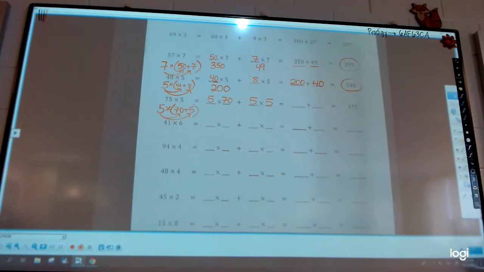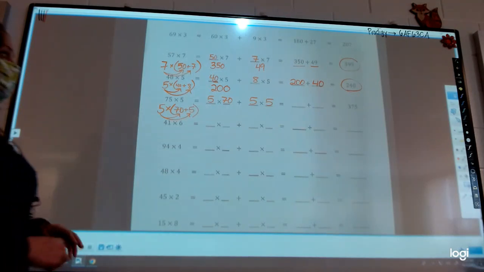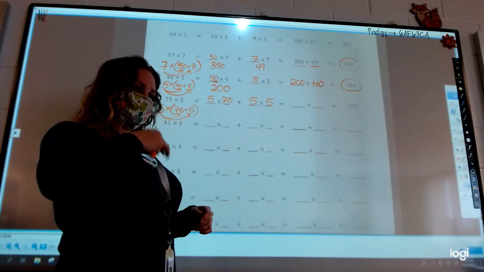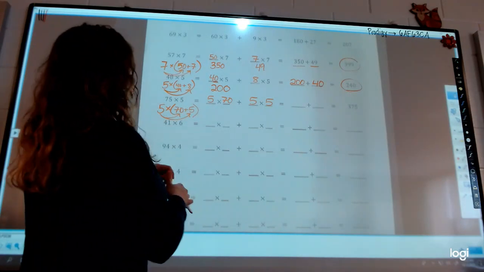Multiply these to get that answer. So you get that right. Multiply these with that. And we add these two. All right, I'm going to check in and see how we're doing.